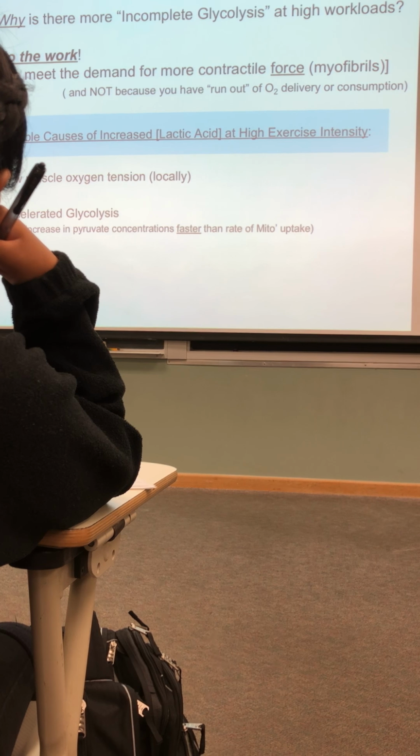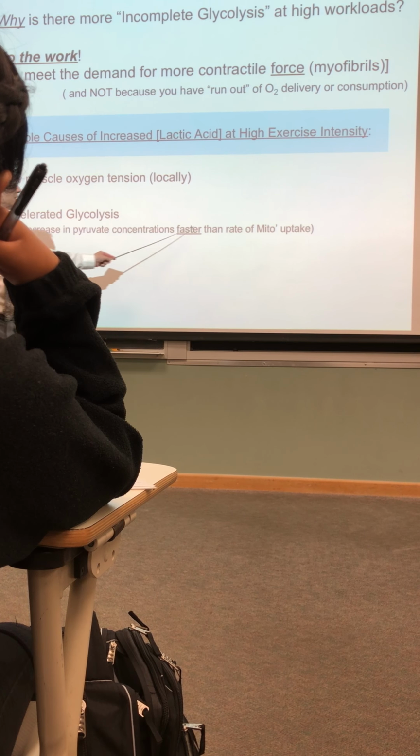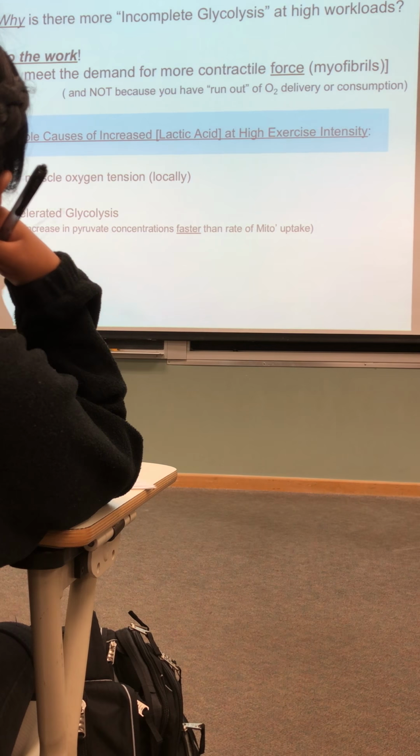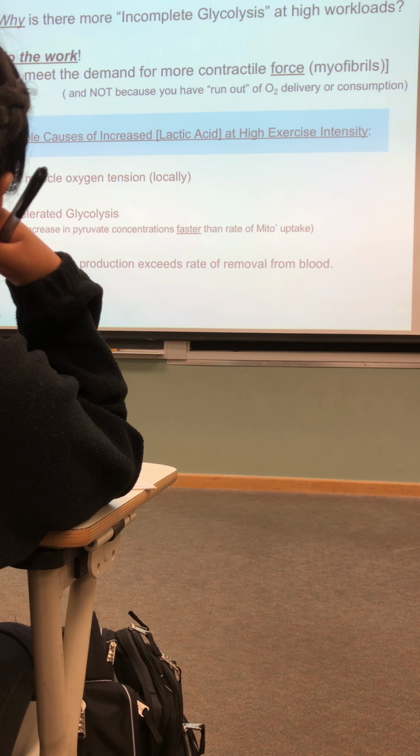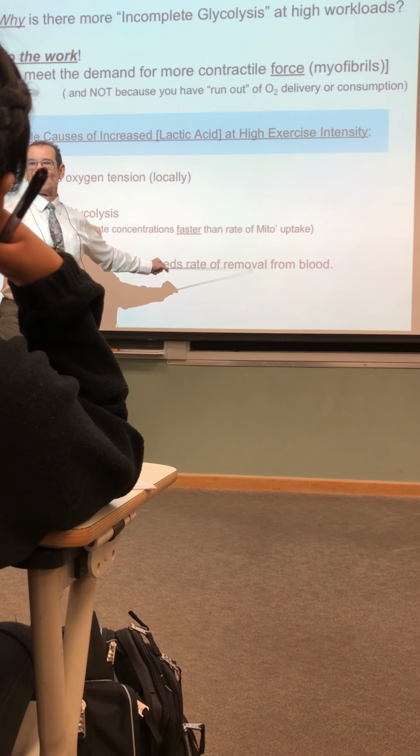Accelerated glycolysis, meaning that pyruvate is being made in the cell faster than the mitochondria can use it. Oh, sure, that's biochemically the definition, right? The whole body way to say that is the rate of lactate production overall exceeds the rate of removal from the blood. So both of these are almost like tautological.